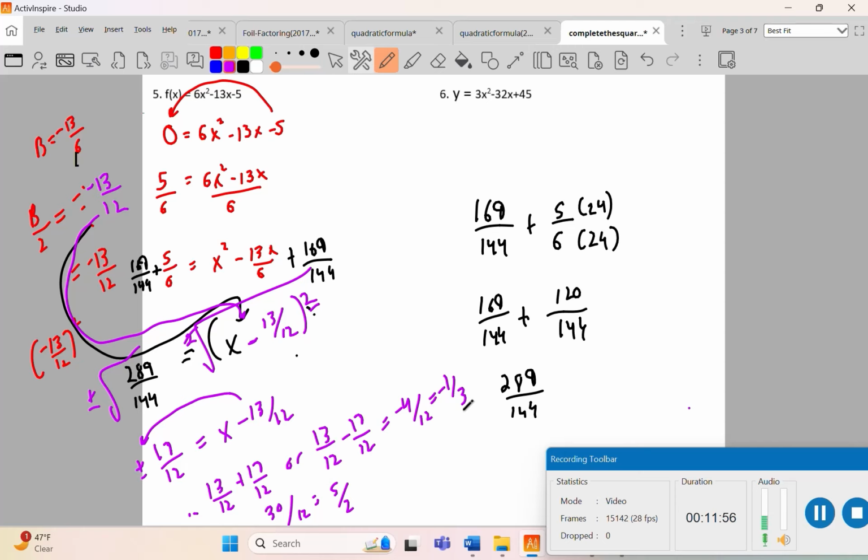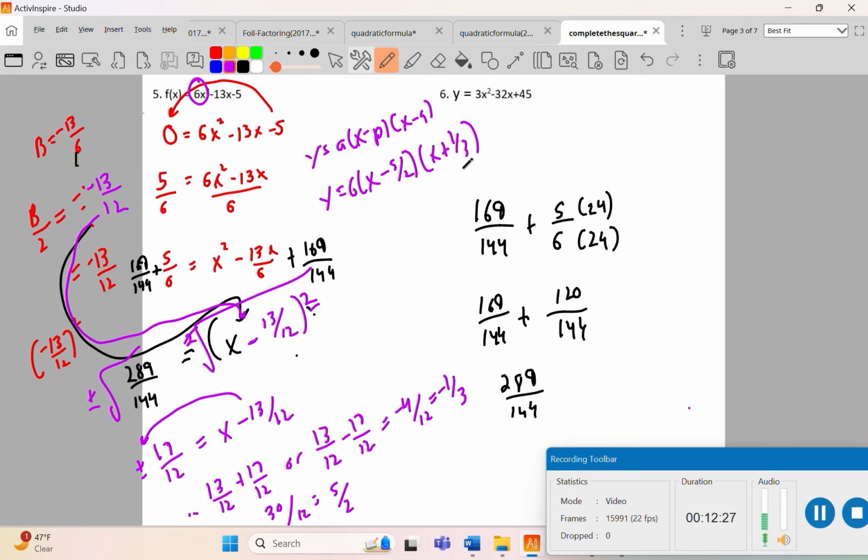Now, this will factor. We're going to use our form here, y equals a times x minus p times x minus q. And we're going to plug these things in. A is 6. Y equals 6 times x minus 5/2 times x plus 1/3. Isn't this funny looking? It really is.